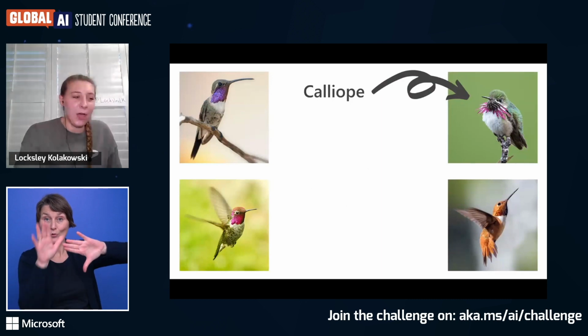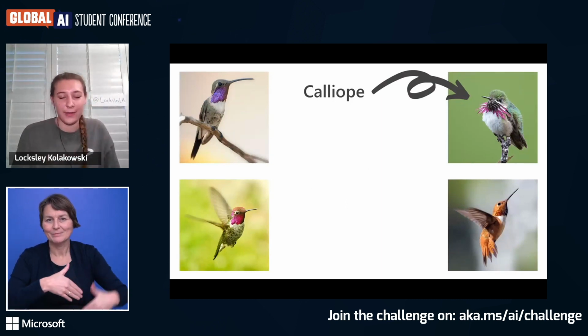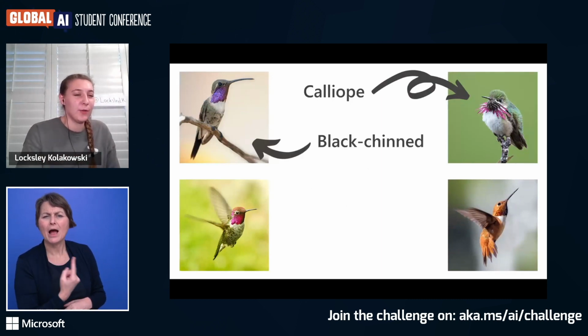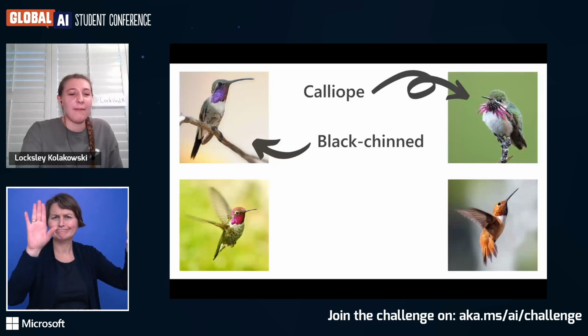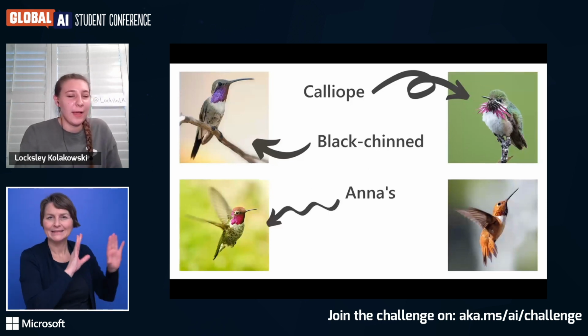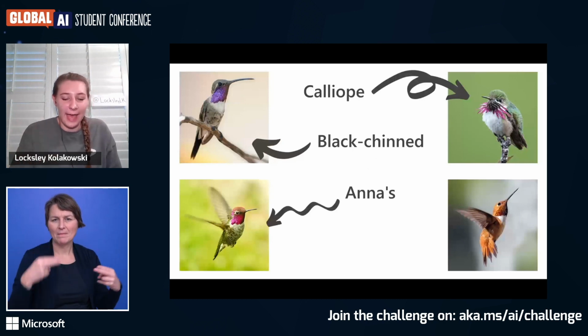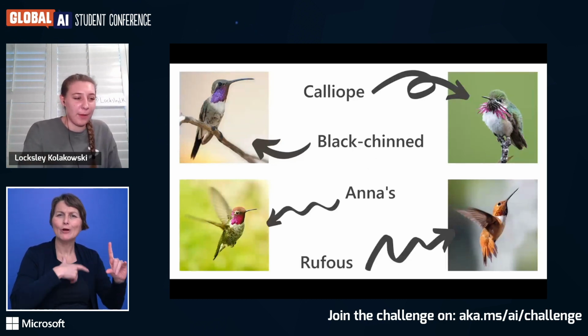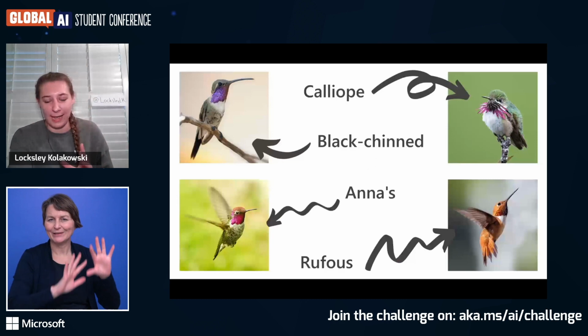We first have the calliope, which has these frayed red neck feathers. We have the black-chinned, which is uniquely purple in color. We have the Anna's hummingbird that also has the red neck feathers, but they extend to the head. And finally, we have the Rufous hummingbird, which has kind of like these greenish gold neck feathers.